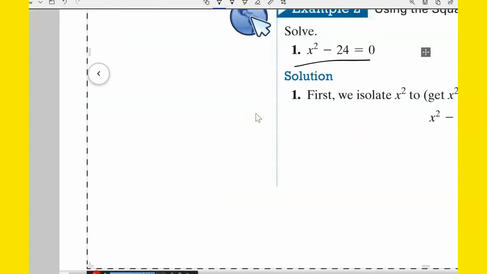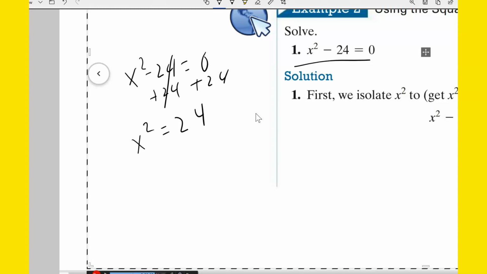All right, look at this problem. x squared minus 24 equals 0. I've got to get x by itself, so the first thing I'm going to do is add 24, which cancels that out, so I get x squared equals 24. Then I get rid of the squared exponent by taking the square root of both sides. So x equals plus or minus the square root of 24. This example is a little different: it's not a perfect square, but it can be simplified.